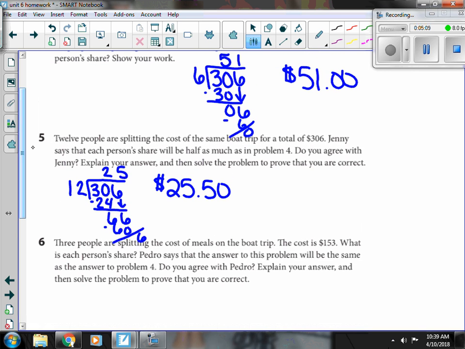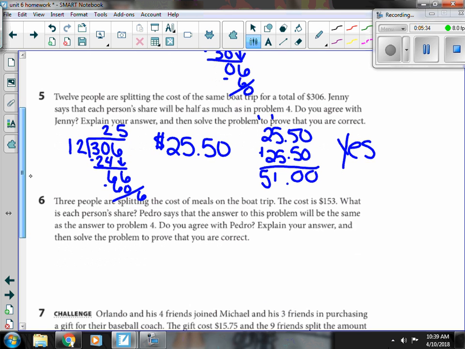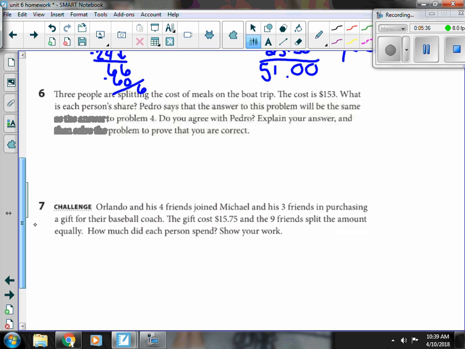$25.50. Now I need to double check. Is $25.50 half of 51? If I add 25.50 and 25.50, do I get 51? Yes. So it is half. When we double one, the other one's going to go in half. We learned that earlier in the year when we're multiplying and dividing.